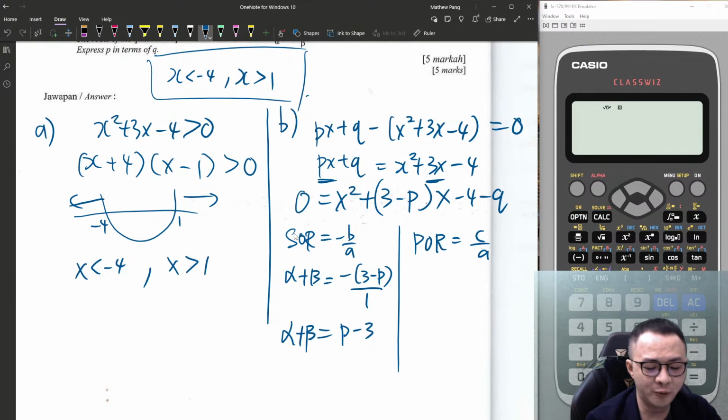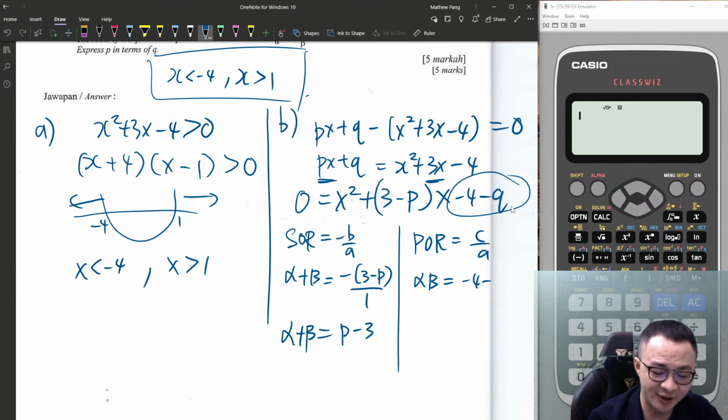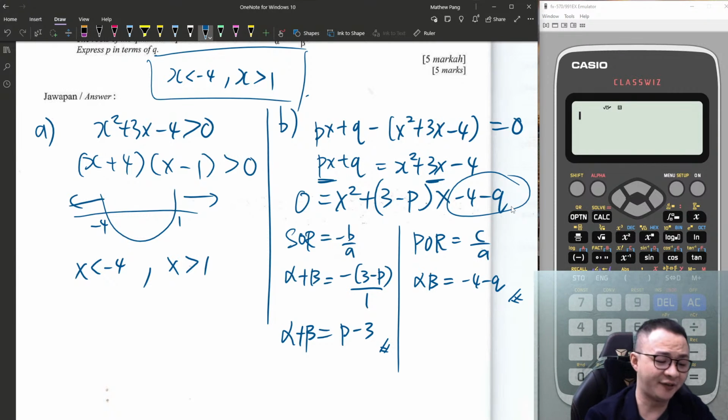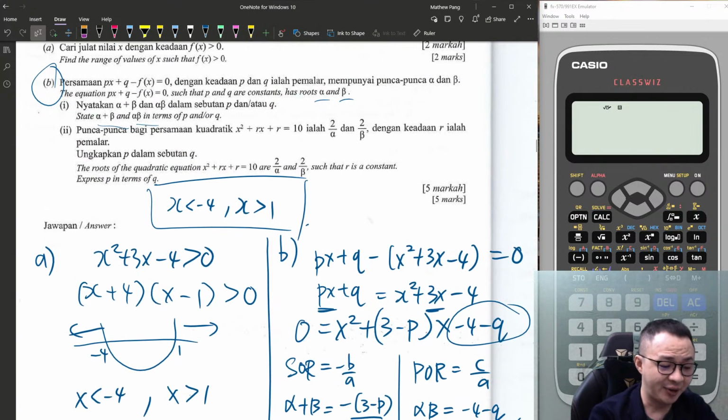Okay, then I want to do the product of roots, which is alpha multiply beta. It is c over a. My c is the whole thing, right? Minus 4 minus q. A is 1. And I got the answer for alpha multiply beta. Okay, this is the first step. Should be still fine, because they ask us to state these two values, so I literally stated already. I think it's 1 mark only. So this is fine.